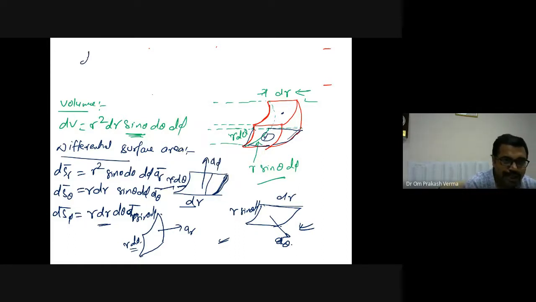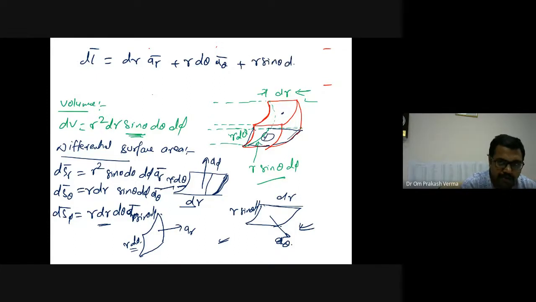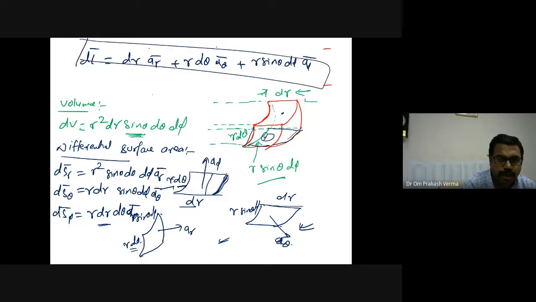So the differential length dl is nothing but dr a r plus r d theta a theta plus r sine theta d phi a phi. We have to calculate it like this, and the magnitude is calculated by squaring and taking the root. Okay, thank you.